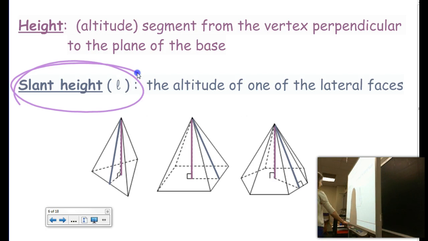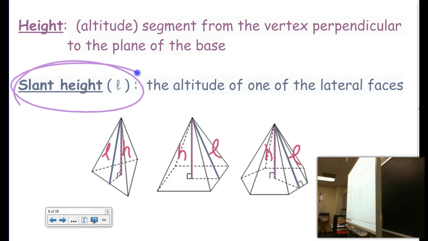So pyramids have heights. This is H. And they have slant heights. L. The purple is the height. The blue is the slant height. So it's really important that we understand that pyramids have 2 different heights. They've got the one that goes straight up and down, and they've got the one that is slanted. So that's really important. Height, slant height.